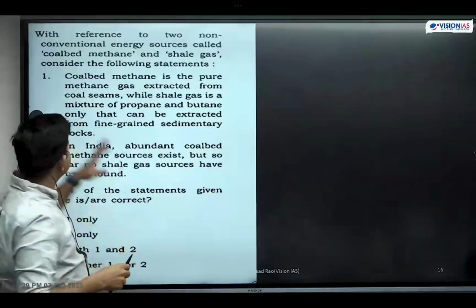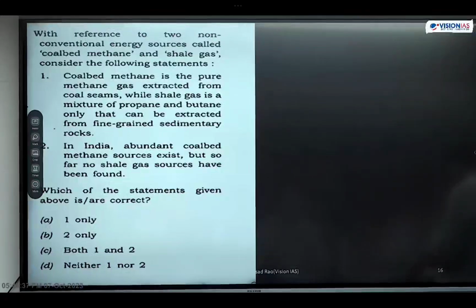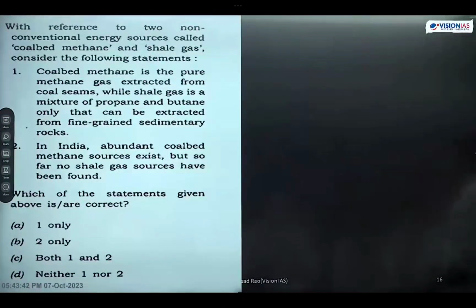Okay, so this is the previous question related to shale gas and gas hydrates, with reference to the two non-conventional energy sources. The UPSC question itself has mentioned non-conventional energy resources called coal bed methane and shale gas. Consider the following statements. One: coal bed methane is the pure methane gas extracted from the coal seams, while shale gas is a mixture of propane and butane only that can be extracted from the fine grained sedimentary rock. Two: in India, abundant coal bed methane sources exist, but so far no shale gas resources have been found. What is the answer? Answer is D, for neither one, nor two.